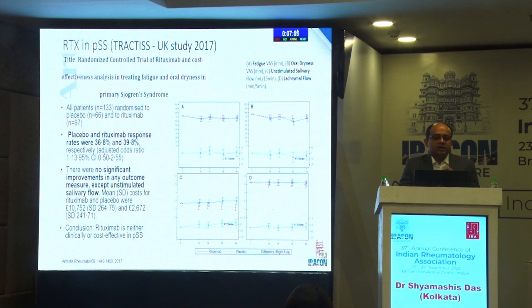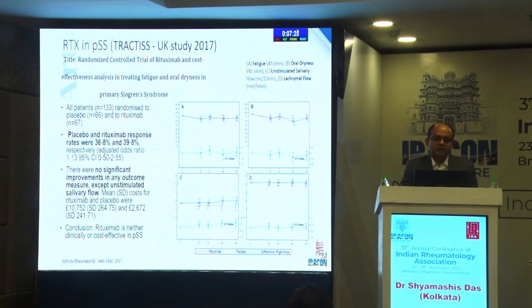Another RCT, which was not only an RCT but also a cost effectiveness analysis, was performed in the UK and published in 2017. It showed no significant improvement in any outcome measures except unstimulated salivary flow. Also, the cost of rituximab was 5 times more than that of the placebo. So the conclusion was that rituximab is neither clinically nor cost effective in primary Sjogren's syndrome patients.